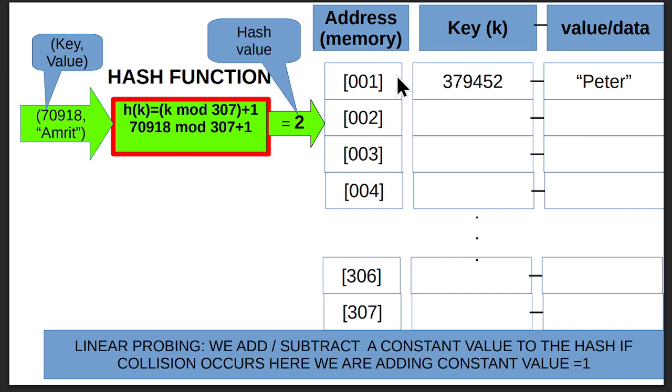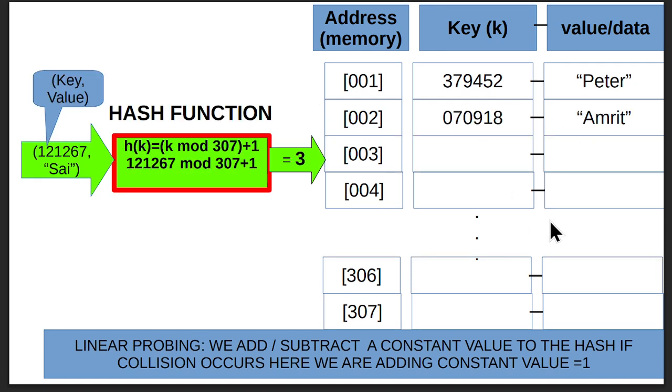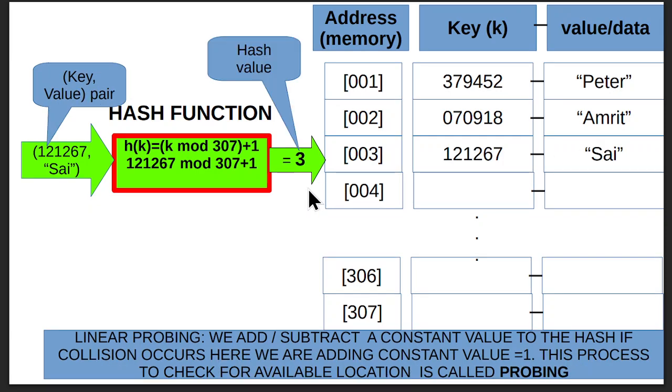For the second employee, the hash function produces a hash value of 2. So this slot is available, and I'm going to record that key value pair over there. For the third employee, the hash value is 3. This is also available, so I'm going to insert it here.